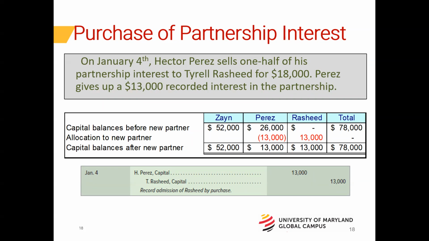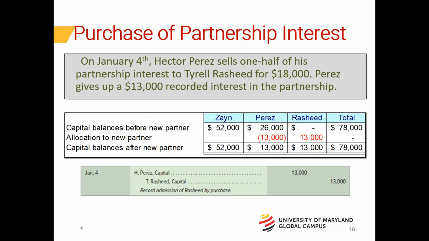There's just a shift in ownership, right? And so with that, you debit Perez's account 13,000 to reduce his capital account, which, as you know, is an owner's equity account.